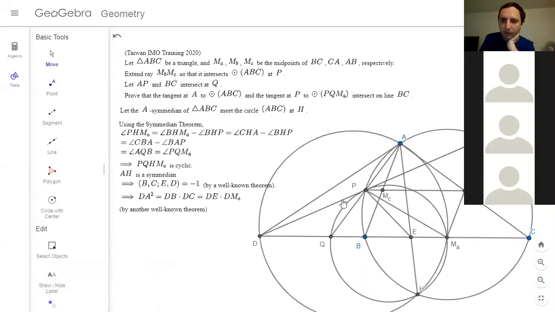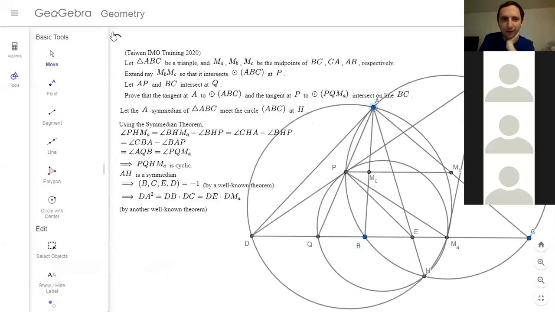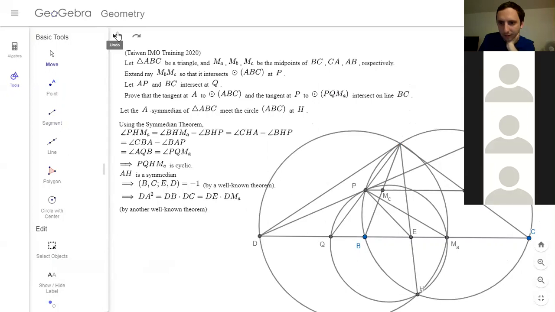So we could try to find... I think they are not collinear. Oh, really? These 3 points? No, they are not. Oh, you're right. It just looked like it. All right.